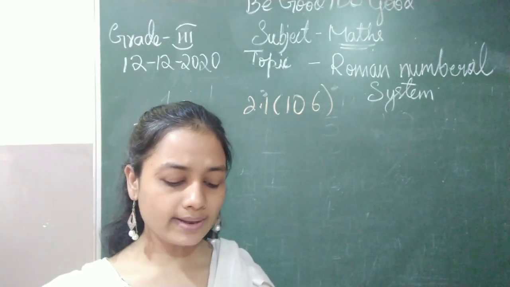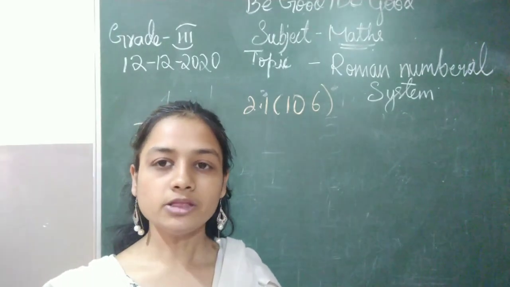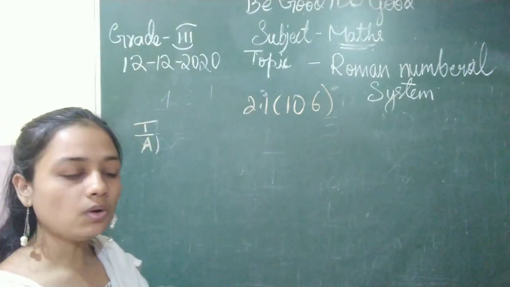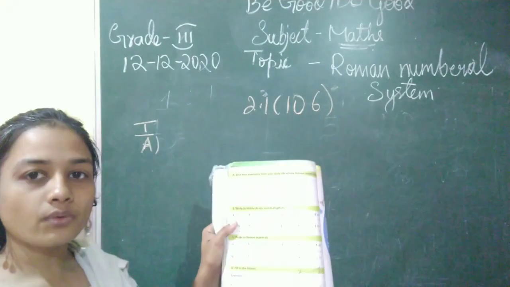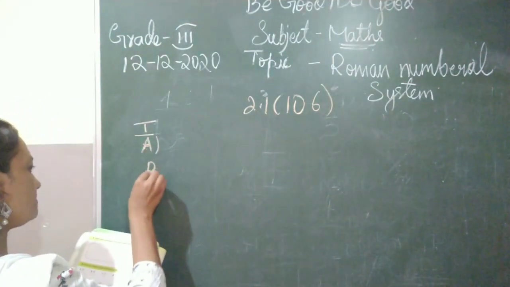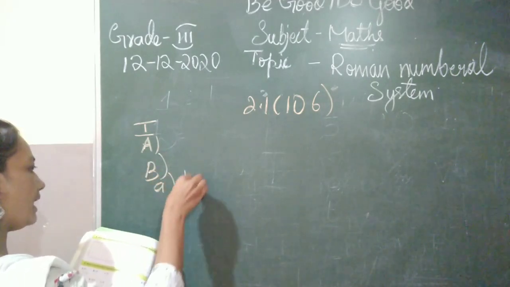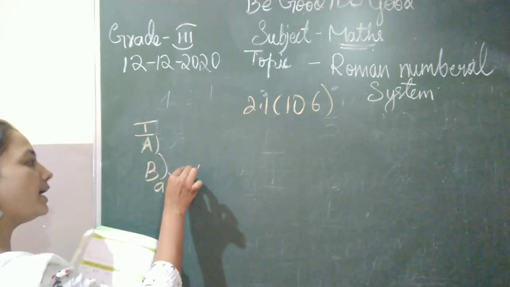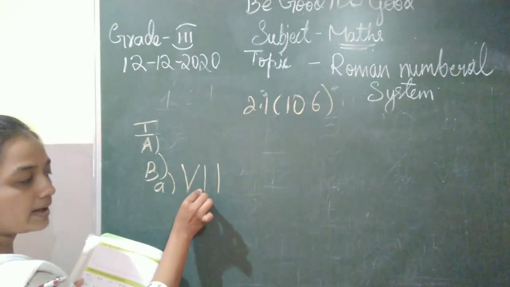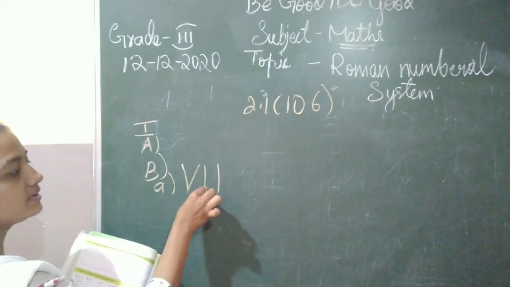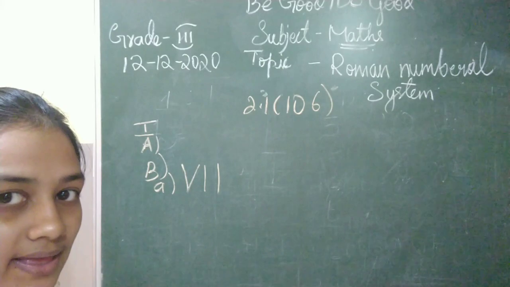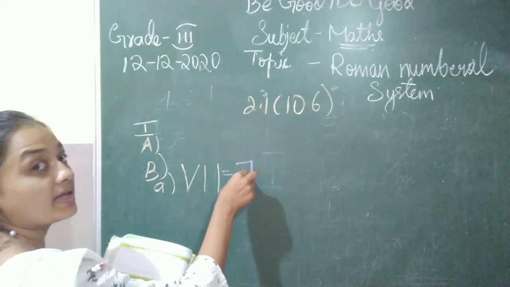Write in Hindu-Arabic number system. Hindu-Arabic numbers are nothing but the normal numbers which we write. So, they have given you in the Roman number form. You have to write it in the Hindu-Arabic form. So, B means first one I have 5 and which side is this one? Right side. So, 5 plus 1 plus 1. 5 plus 1 is 6, 6 plus 1 is 7. So, my answer is 7.